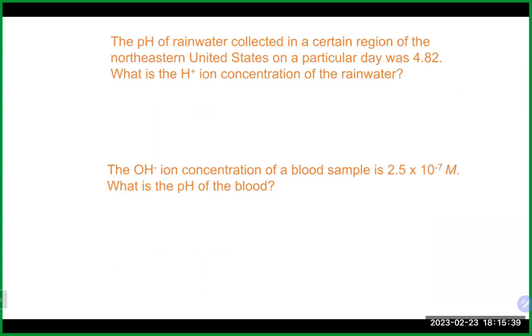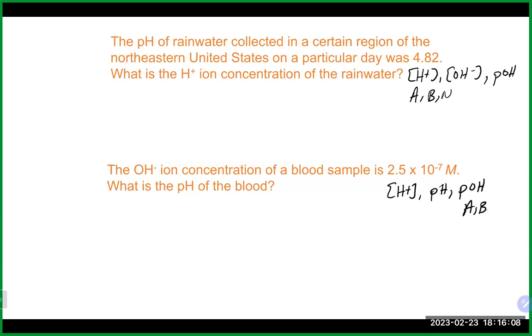All right. Let's do some practice here. We got this one here. Let us calculate a bunch of stuff. We want to know, what is the H plus concentration? What is the OH minus concentration? What is the pOH? And is it acidic, basic, or neutral? And for the one on the bottom, what is the H plus concentration? What is the pH? What is the pOH? And is it acidic, basic, or neutral?